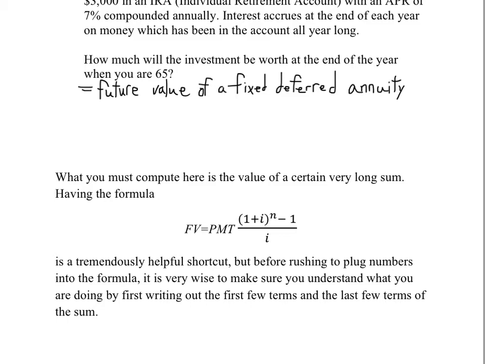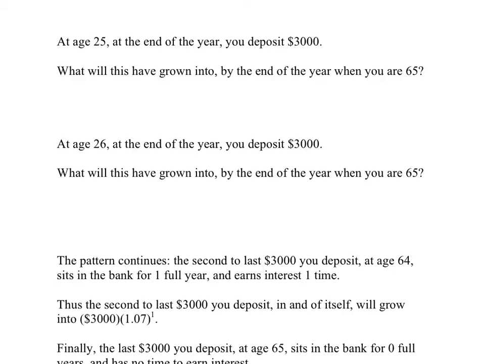Before we start plugging numbers into this wonderful shortcut formula, it's very important to understand what it's a shortcut for. It's important to understand what this very long sum is that we would otherwise have to compute if we didn't have this formula. If you write out the long sum of all your separate $3,000 investments and what each one will grow into eventually, you'd start with the investment of $3,000 at age 25, see what it grows into, plus the investment made at age 26 and what it grows into by the time you're 65, all the way down to the last deposit that you make at age 65.